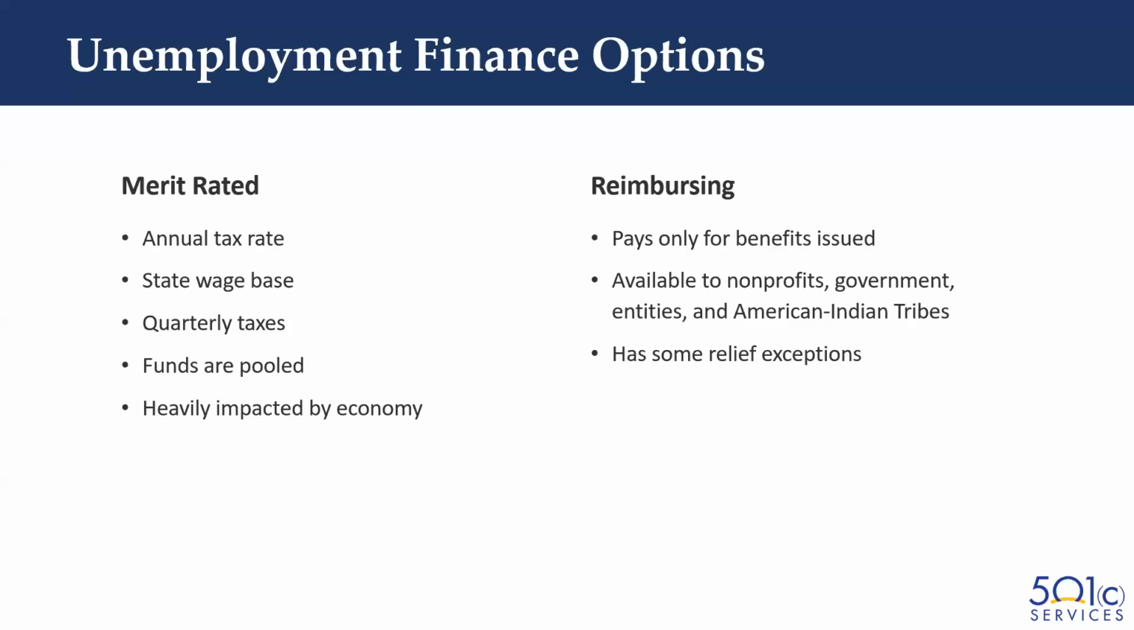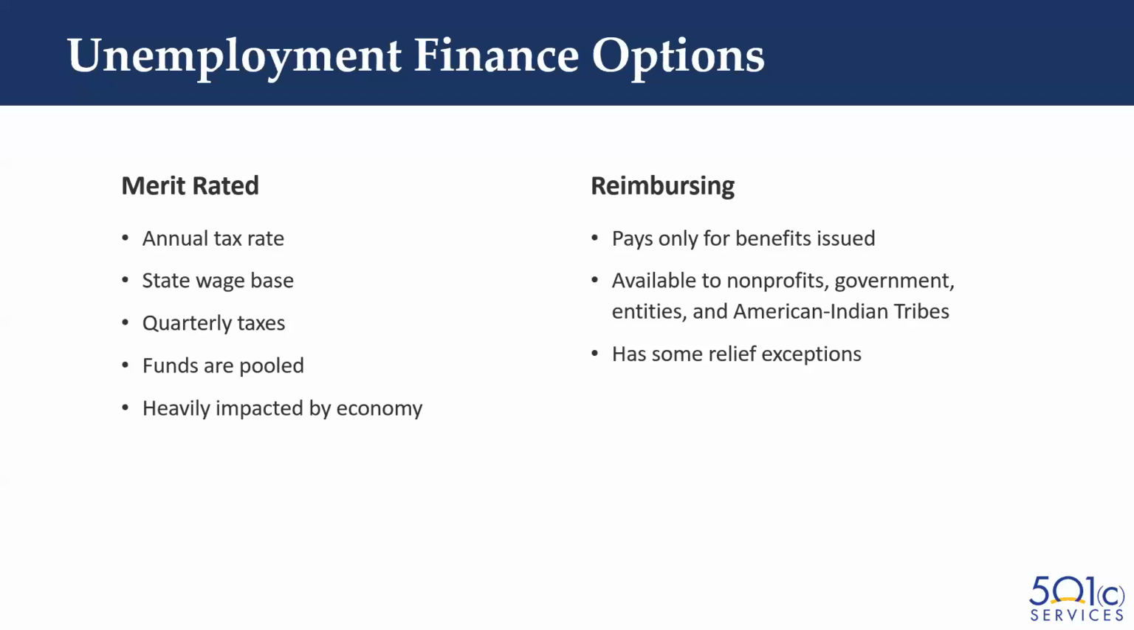by employers. So when it comes to funding these benefits, there are two types of employers. You could be a merit-rated employer, which means you're a tax-paying employer, or you could be a reimbursing employer, also known as a self-insured employer.